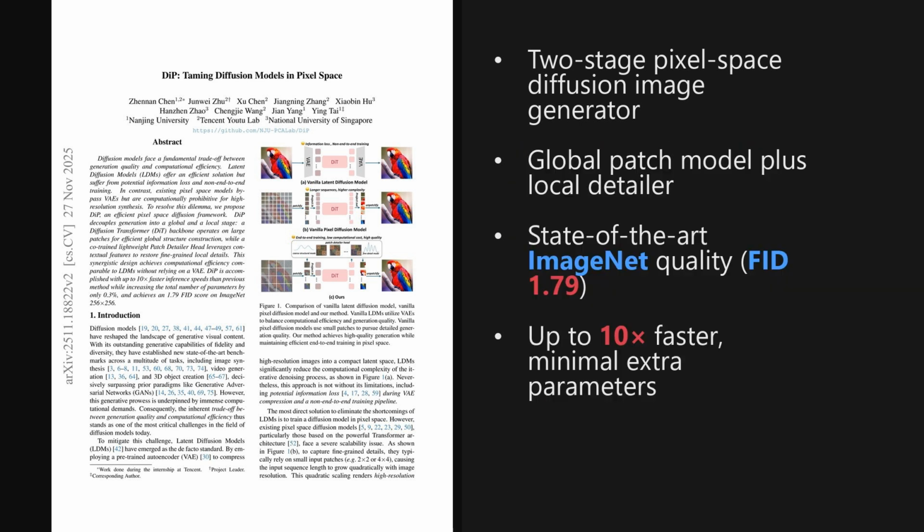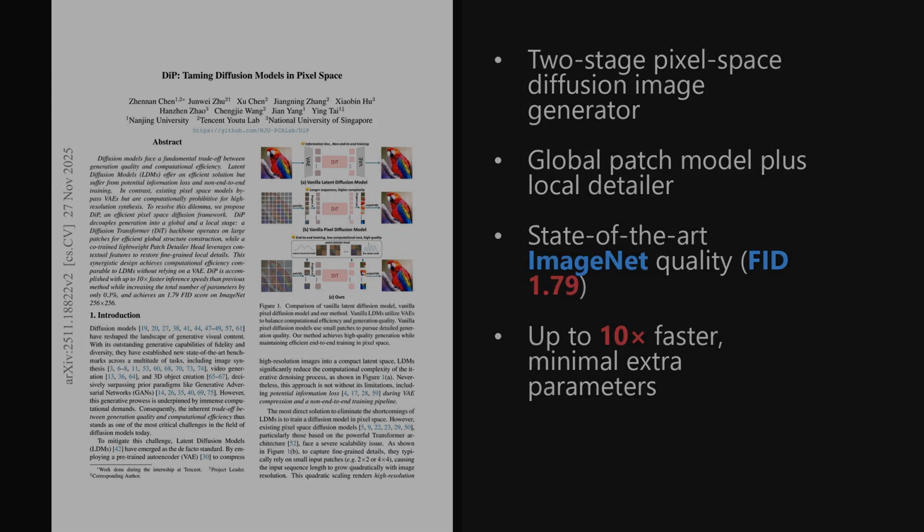I'm Alex. Today we are looking at a paper from the Hugging Face trending list, published on November 24th, 2025, about 8 days ago. It introduces a pixel space diffusion framework called DiP that runs up to 10 times faster than previous methods, adds only 0.3% more parameters, and still reaches an FID score of 1.79 on ImageNet at 256 by 256 resolution. The paper is titled DiP, Taming Diffusion Models in Pixel Space, and as we will see later, the implications for efficient, high-quality image generation are quite significant.